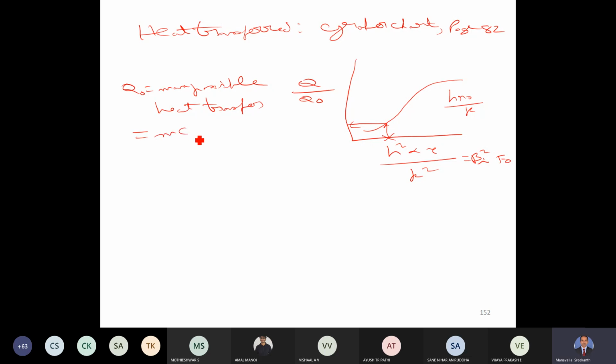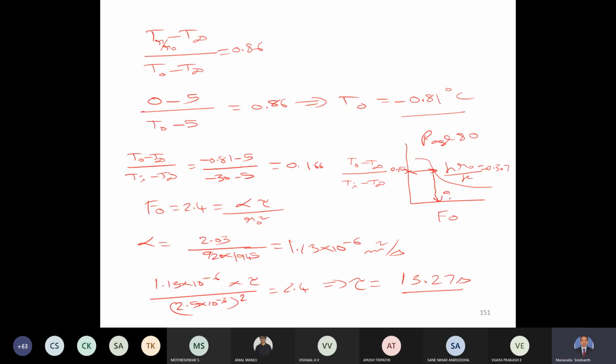Q naught is mCp delta T. So the mass of the hailstone is density multiplied by the volume. Density multiplied by the volume multiplied by Cp multiplied by delta T. Density we have taken as 920, volume is 4/3 pi r cubed, multiplied by Cp. What was the Cp value? We took 1945.